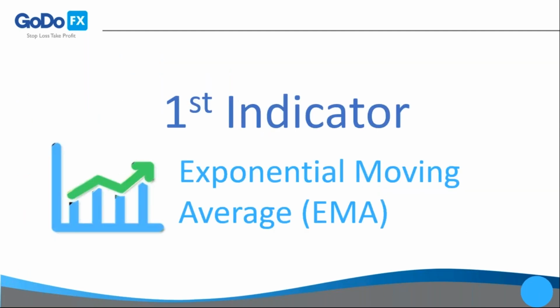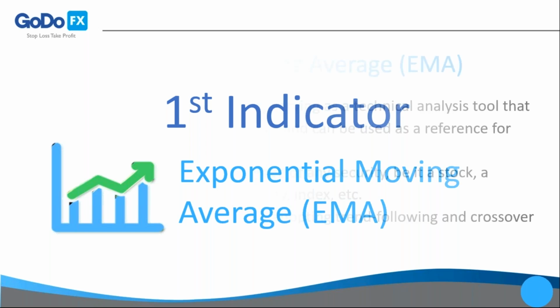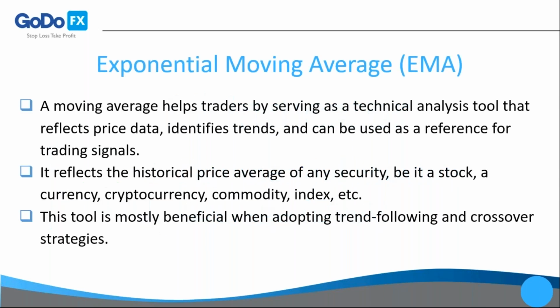So the first indicator we will be using for this strategy is the exponential moving average, or as an abbreviation, we can say EMA. So in general, a moving average helps traders by serving as a technical analysis tool that reflects price data, identifies trends, and can be used as a reference for trading signals.